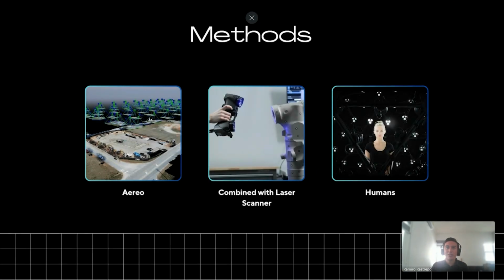And well, today we talked about methods for scanning standard objects, but there are special processes, including aerial scanning, combined with laser scanning and human scanning. To delve deeper into these topics, I would like to hand the floor over to Alexander Richard, who will share his experience working with human scans and their impact on the industry.